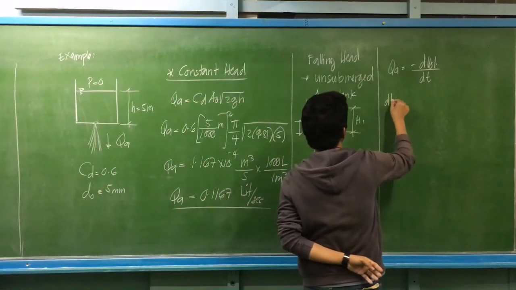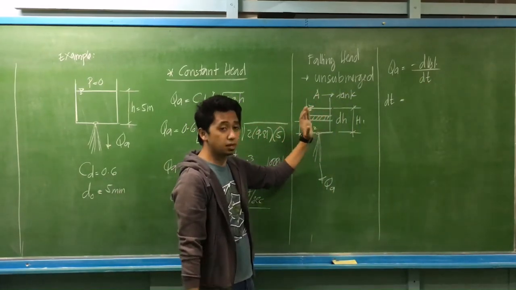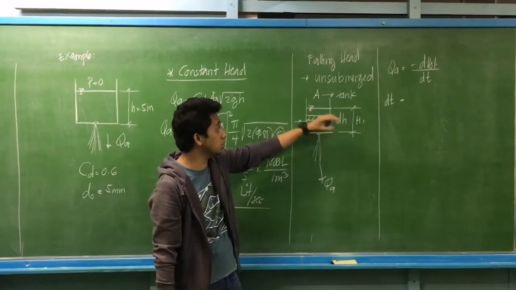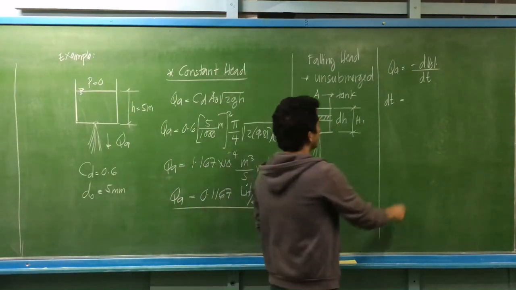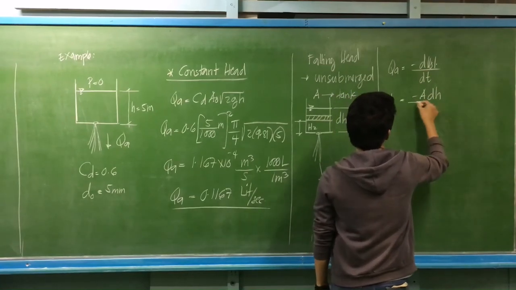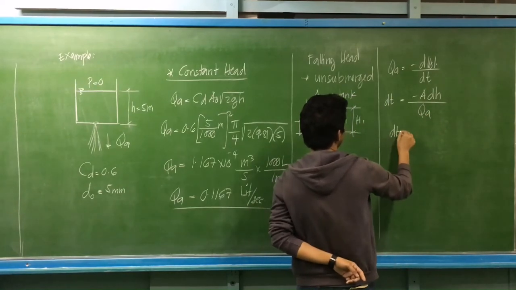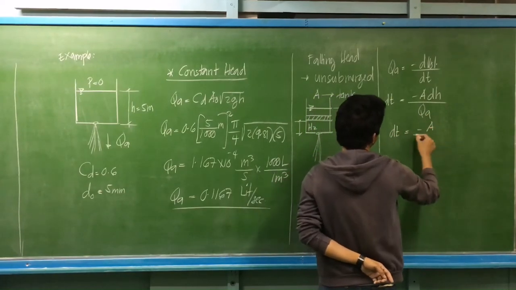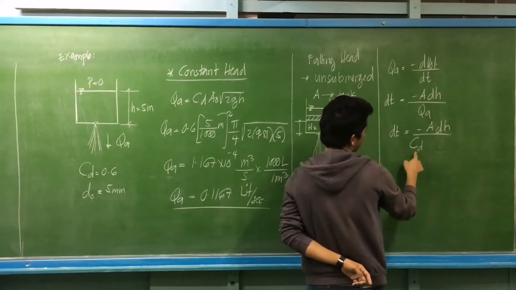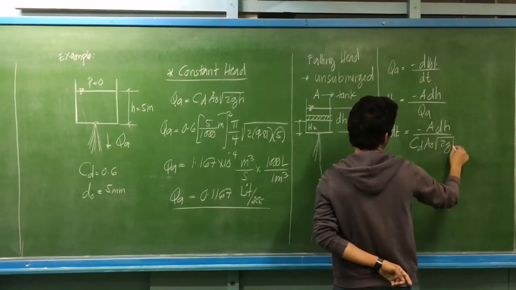So the differential volume is the area of the tank times the differential head, the change in height of the liquid. So differential volume is negative area times differential height, divided by the flow rate actual. Differential time is then equal to negative area times differential head, over the flow rate actual, which is C sub D, coefficient of discharge, area of the orifice, square root of 2gh.